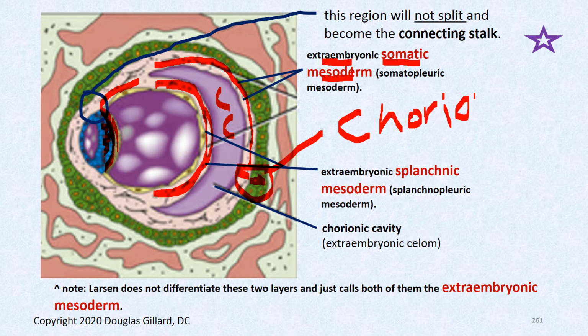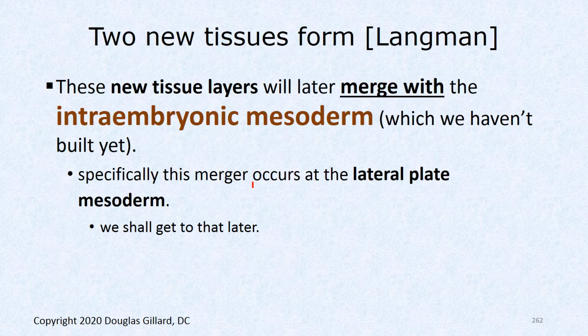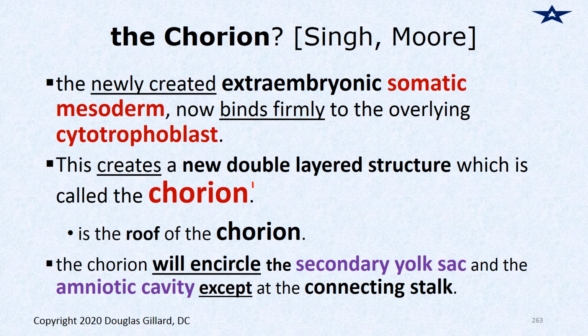Chorion. Okay, that's important. That's going to become the placenta. We've heard that word before, so that's important. So extraembryonic somatic mesoderm now binds firmly to the cytotrophoblast, and it creates a new layer called the chorion. The chorion is the roof of the chorionic cavity.